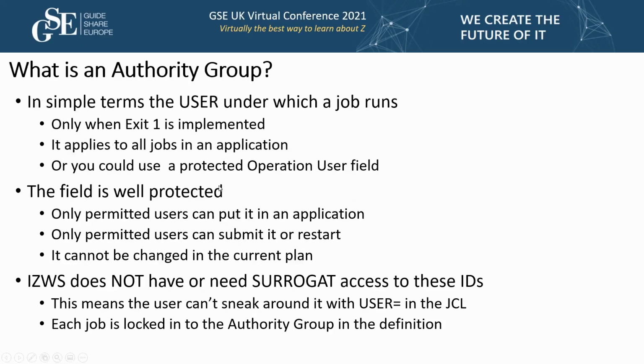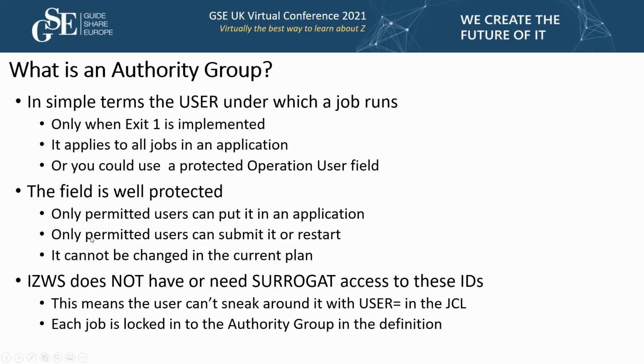Authority group, I've kind of mentioned this. In simple terms, it's the user under which the batch job runs, and it only gets used when exit 1 is implemented. I'll come on to that. And it applies to all jobs in an application. There is a new operation user field that you can protect with RACF as well, but you have to write your own exit for that.